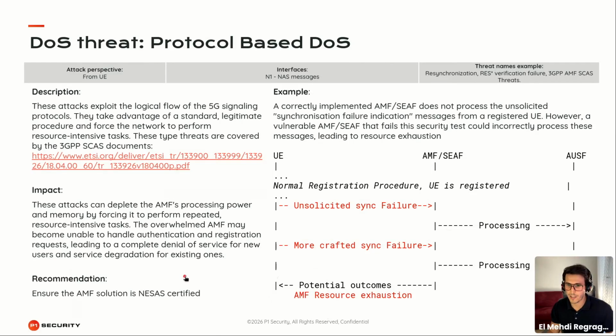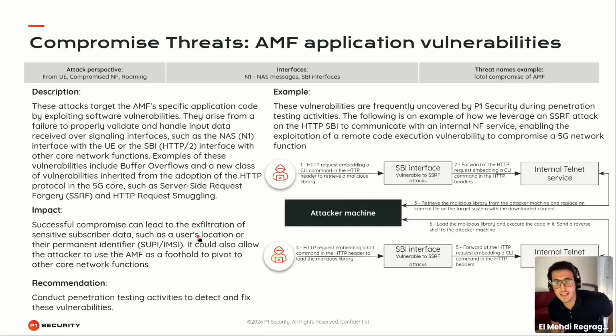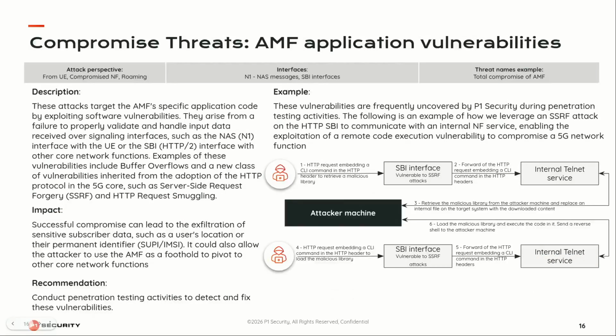Now let's have a look at the compromise threat, and this is coming directly from the implementation of the vendor. It could be a buffer overflow within the application, coming from NAS messages, HTTP2 messages, and so on. Here is an example that I like to give. This is a scenario that we have demonstrated against an SBI interface of a network function. It showcases that the adoption of the HTTP2 protocol within the 5G core allows the inheriting of vulnerabilities of web technology, for example server-side request forgery attacks. Maybe they were not something before in the previous technology, but now with the adoption of web technology, they are becoming relevant, and therefore they could lead to the compromise of a network function.